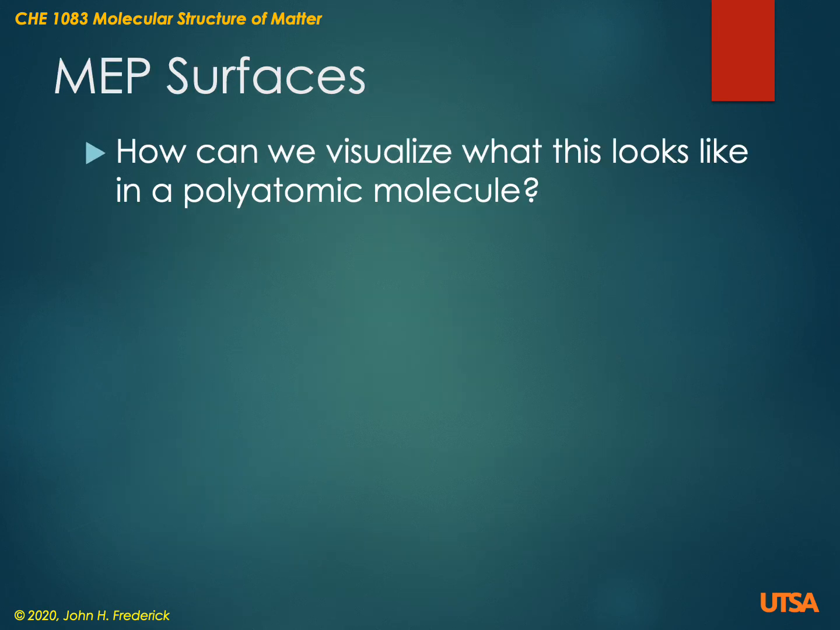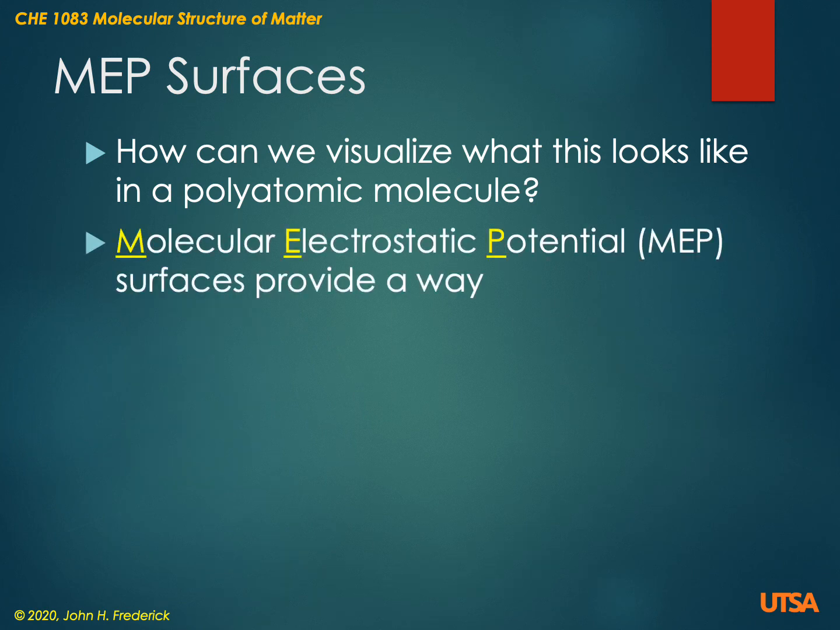What we do is we use a device called an MEP surface, and this helps us to visualize what this looks like in a polyatomic. Now, MEP stands for molecular electrostatic potential. And the way it's created is we basically form a mathematical model for where the electrons are in a molecule, and then we use that to determine where the electron density is at different places in the molecule. The surface is then created by using a test charge and determining the strength of the force that charge feels as it approaches different parts of the surface. So it gives us a map basically of where we're likely to find the electrons.